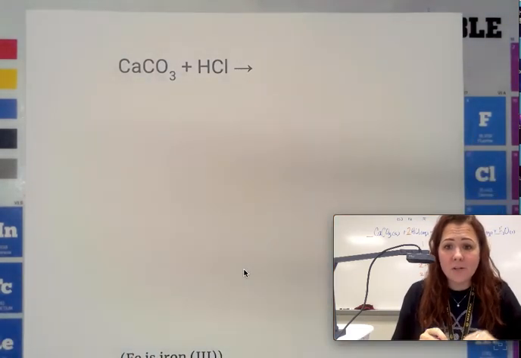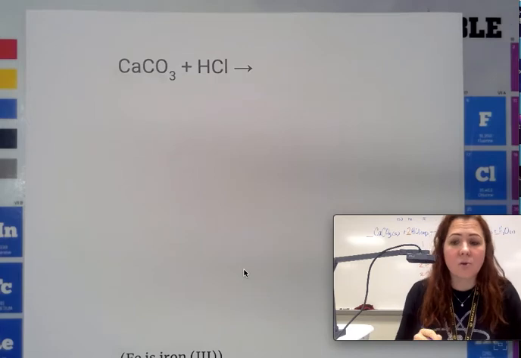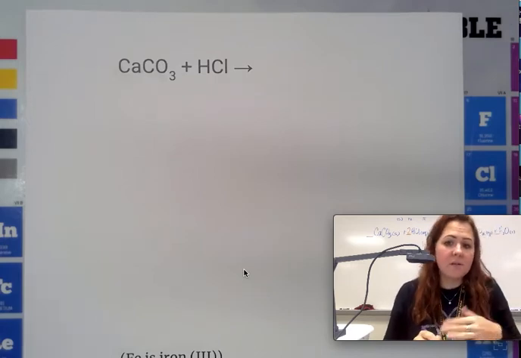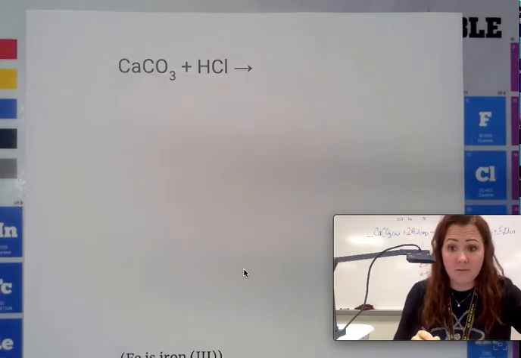So if your nomenclature is real weak, you're going to struggle. If your balancing equations is weak, same thing. So you have to make sure that you know all these skills moving into second semester when we take it and we apply it to all of the math.